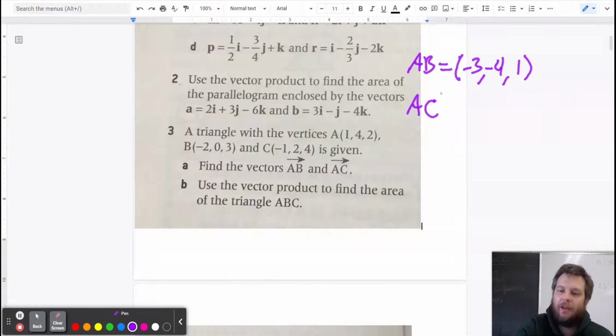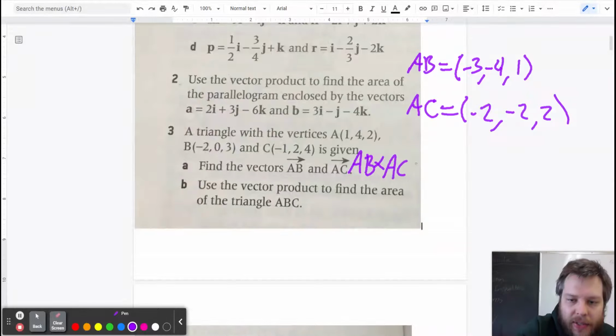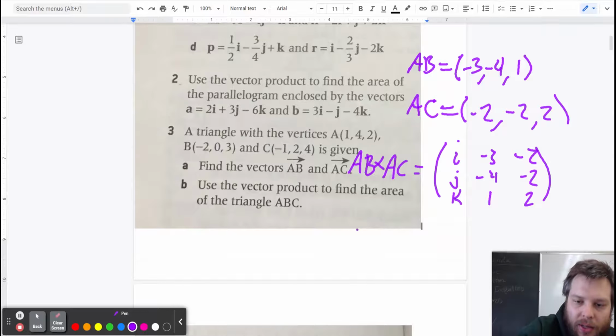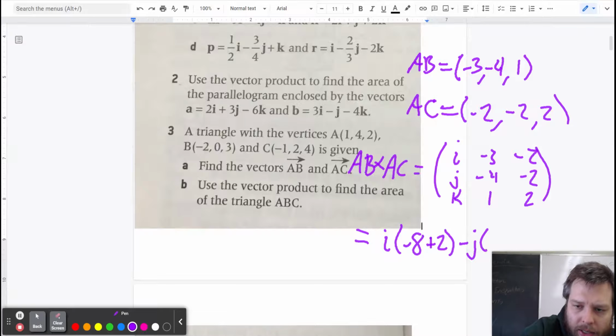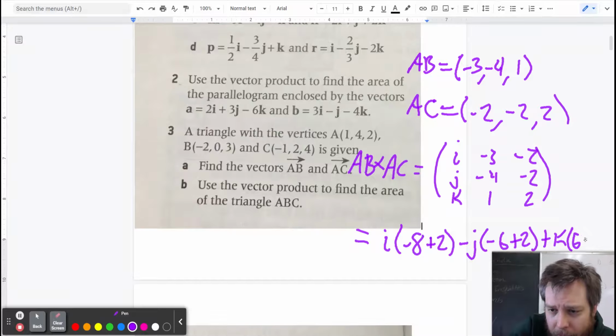And that's a good way to double check your work, is to go back and try and create a different set of two vectors that span the triangle, and then you'll do the cross product. And so I guess AC looks like it goes down 2 for X, goes down 2 for Y, goes up 2 for Z. Did I do that right? I think I did that right. So then AB cross AC is the matrix I, J, K, -3, -4, 1, -2, -2, 2. And the determinant of that matrix is going to be I times -8 plus 2, minus j times -6 plus 2, plus k times +6 minus 8.